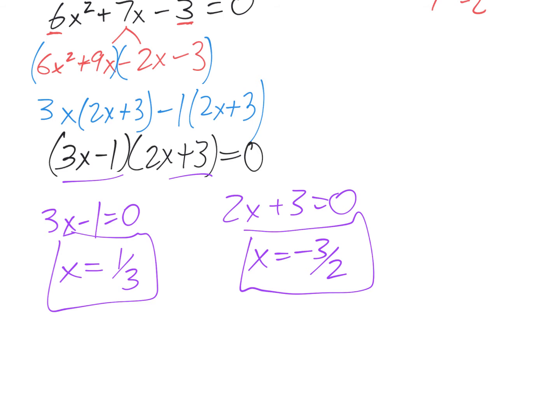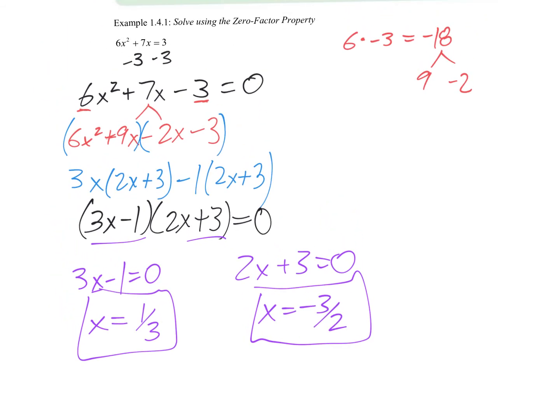So this process of factoring down the quadratic and then finding the solutions of each individual factor is an application of the zero factor property, right? It means that if you want this product of 3x minus 1 and 2x plus 3 to equal 0, one of those factors must at least equal 0.